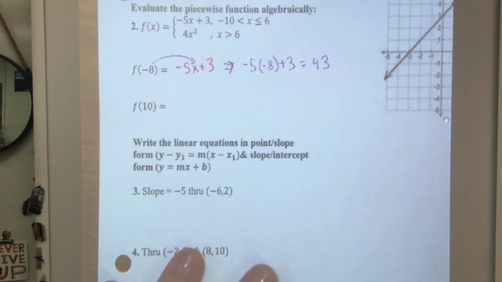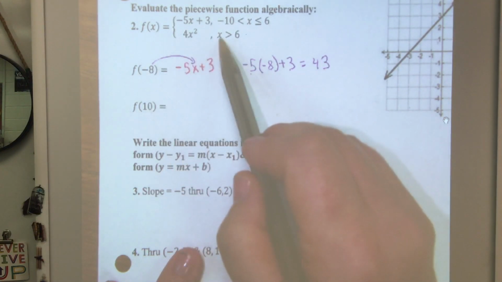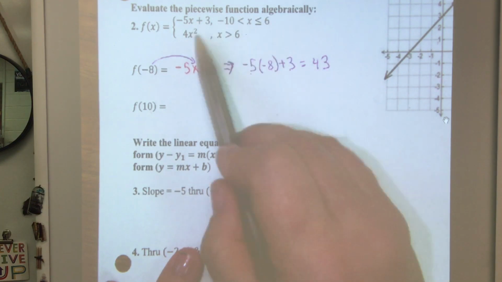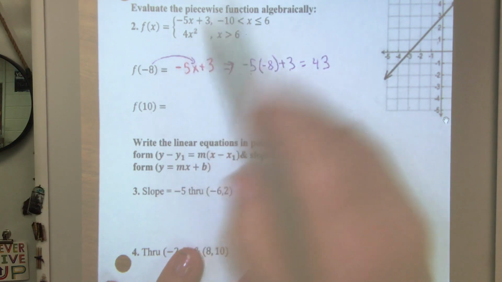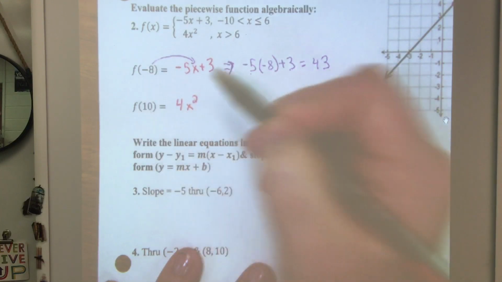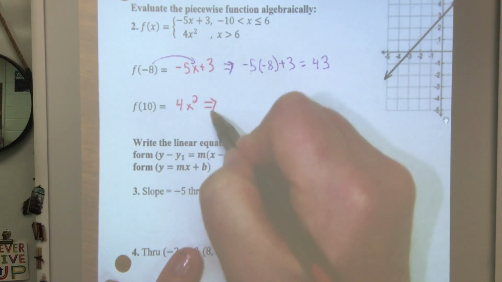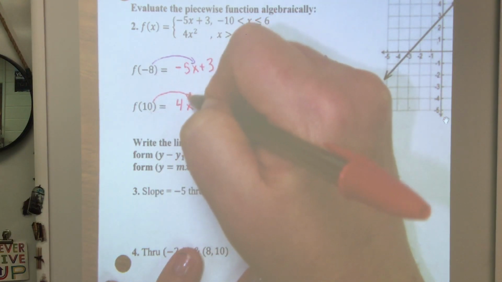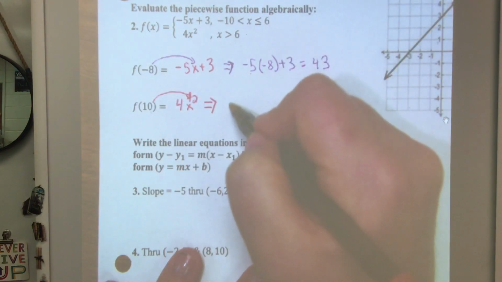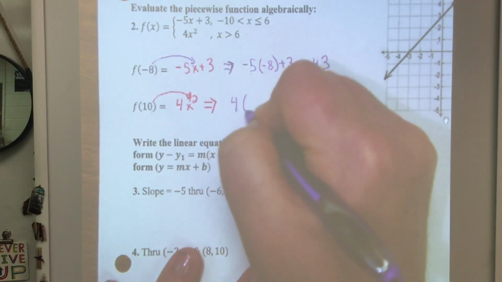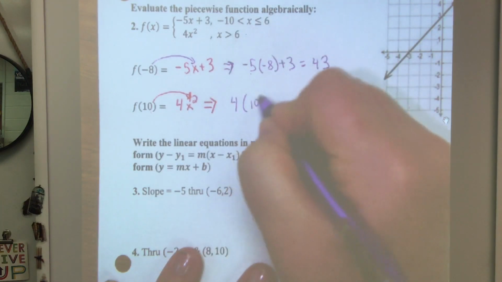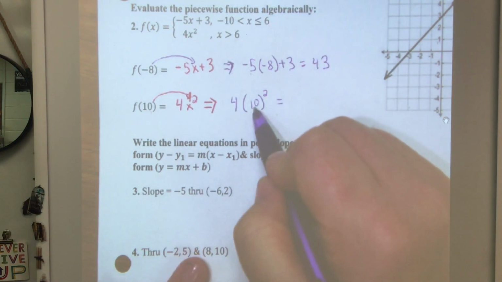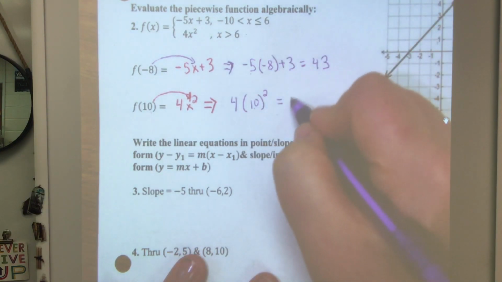My next one is 10, and in this case 10 is greater than 6. It's not between -10 and 6, it is greater than 6. So I would plug it into 4x squared. I'm going to write 4x squared down here and show that I'm going to plug my 10 in. It looks like it's pointing at the 2, but I really want to substitute it for the x. So this would give me 4 times 10 squared, and that ends up equaling 400, because 10 times 10 is 100, times 4 is 400.